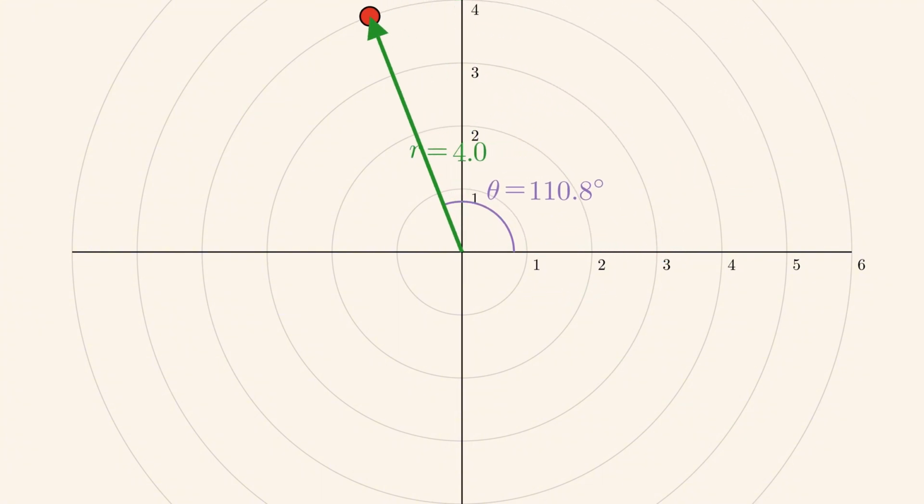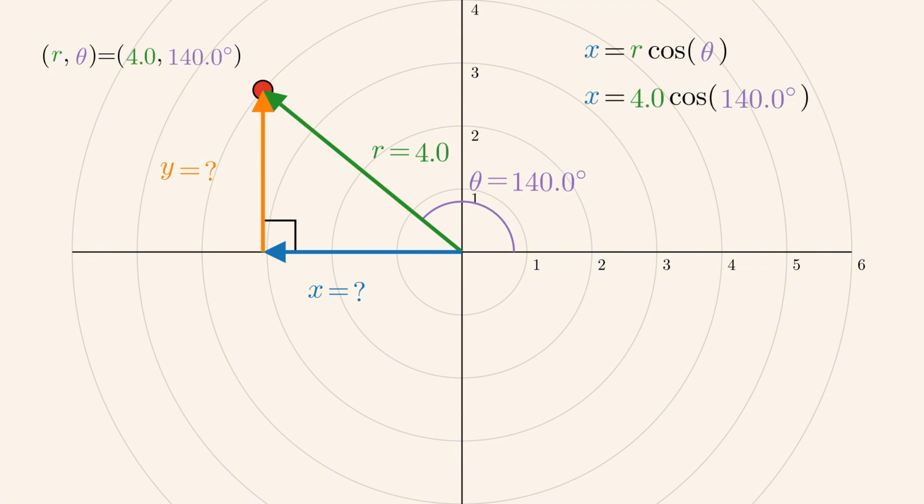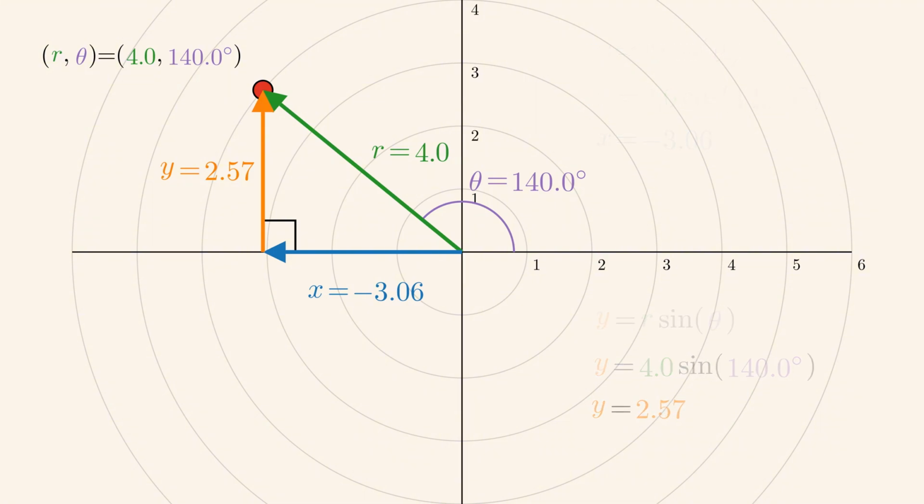Let's run through one more example with a different point. Just like before, we apply the exact same formula to calculate our x value, and the same formula to find our y value. Like I mentioned, these two equations will work for any point on the plane universally.